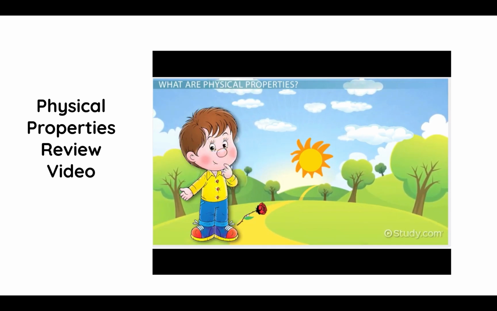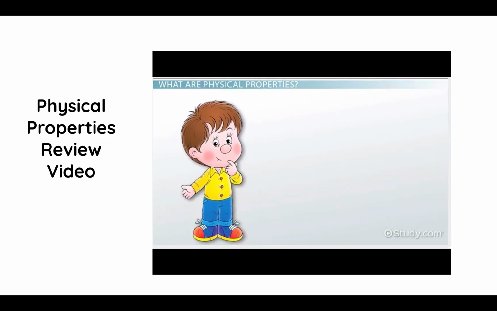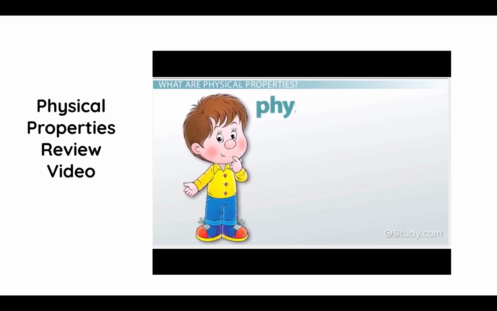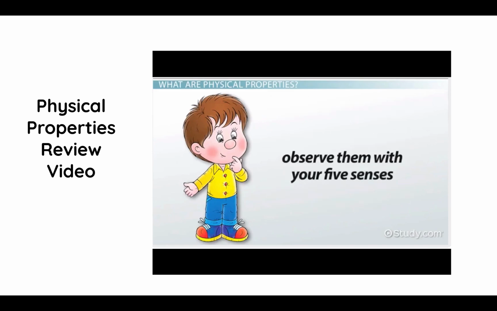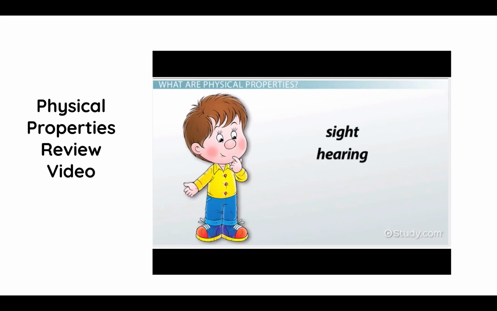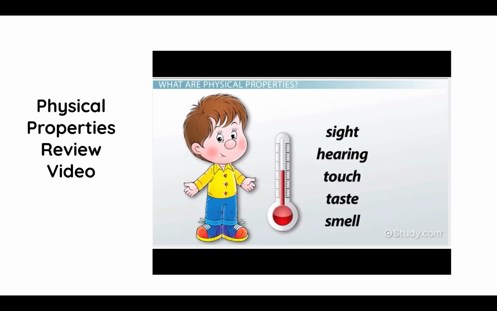This story about a beautiful spring day is full of scientific physical properties. A physical property is a characteristic that you can measure or observe without changing the makeup of the matter. So, you can observe them with your five senses: sight, hearing, touch, taste, and smell. Or you can measure them using tools, like using a thermometer to measure temperature.